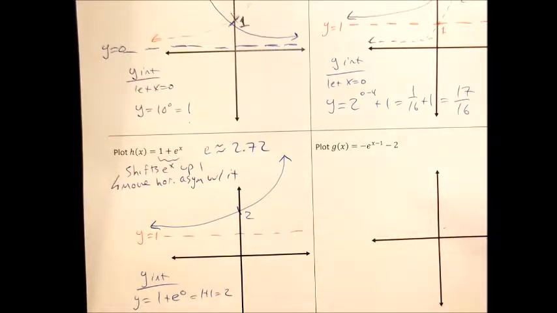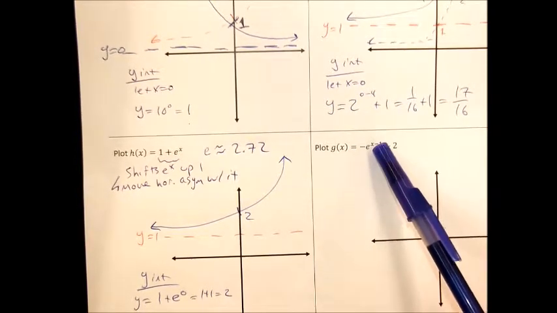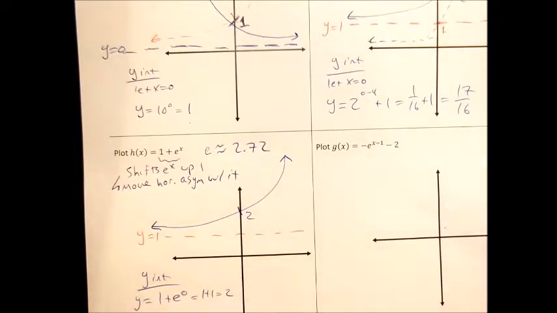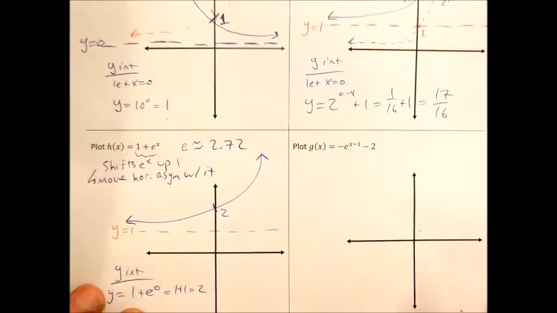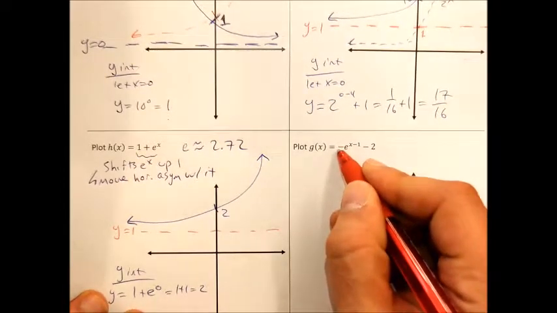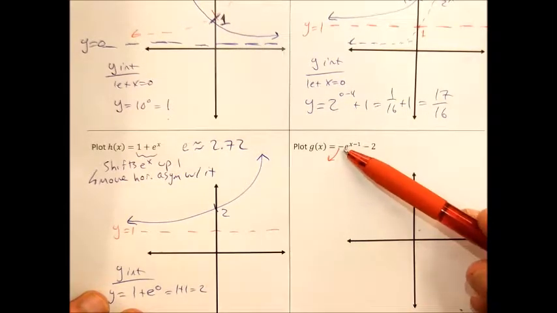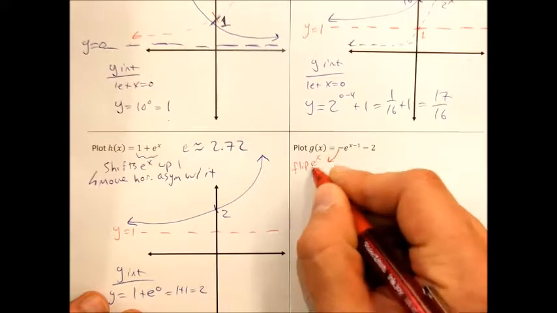So the next one's more complicated, right? There's a lot going on in this one. We've got a minus sign out front, we've got an x minus 1 in the exponent, and then we've got a minus 2 in front. And so let's dissect this one piece at a time. So the first piece, let's talk about the minus 1. The minus 1 out front is flipping e to the x, because we're multiplying by minus 1. And so this is flipping e to the x vertically.